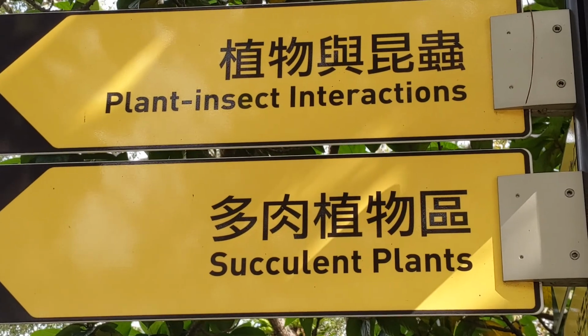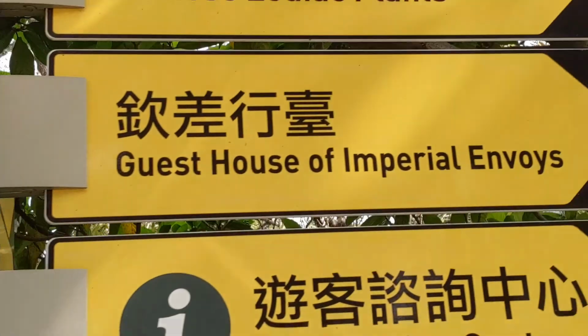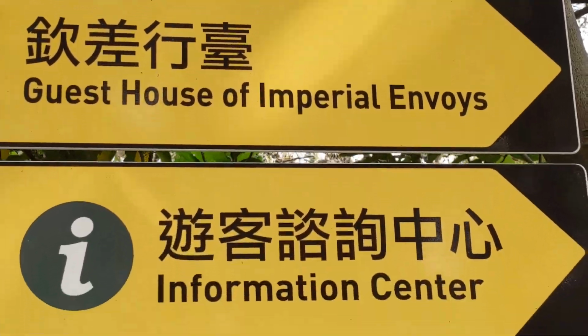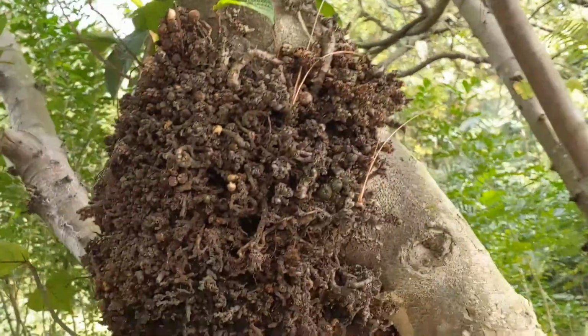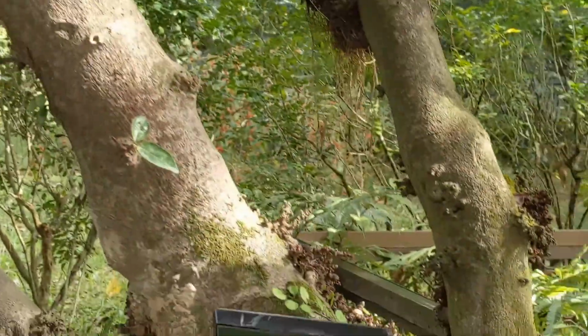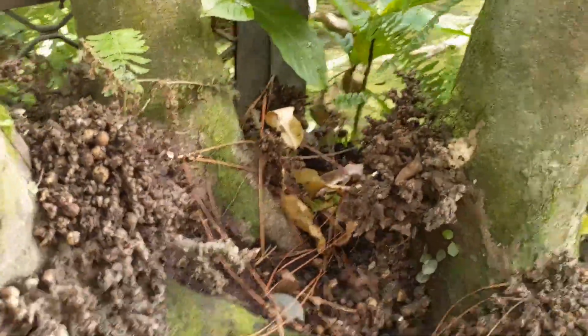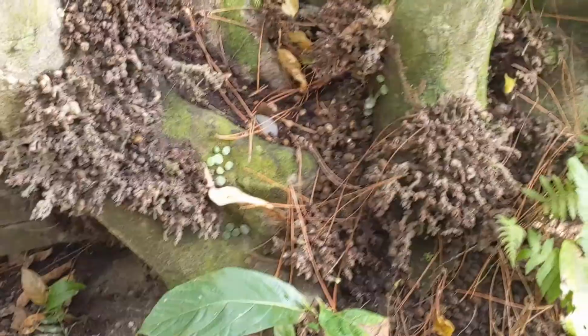There's a little waterfall in this lovely garden. And there's more road signs. Plant insect interactions, succulent plants, Chinese zodiac plants, guest house of imperial envoys, and information center. Right next to this really crazy ficus fistulosa. Look at that stuff growing out of everywhere.